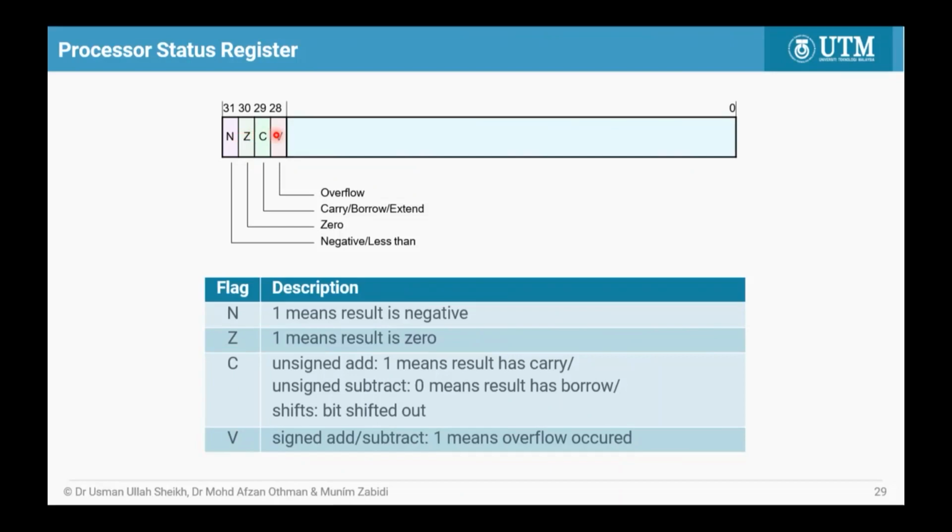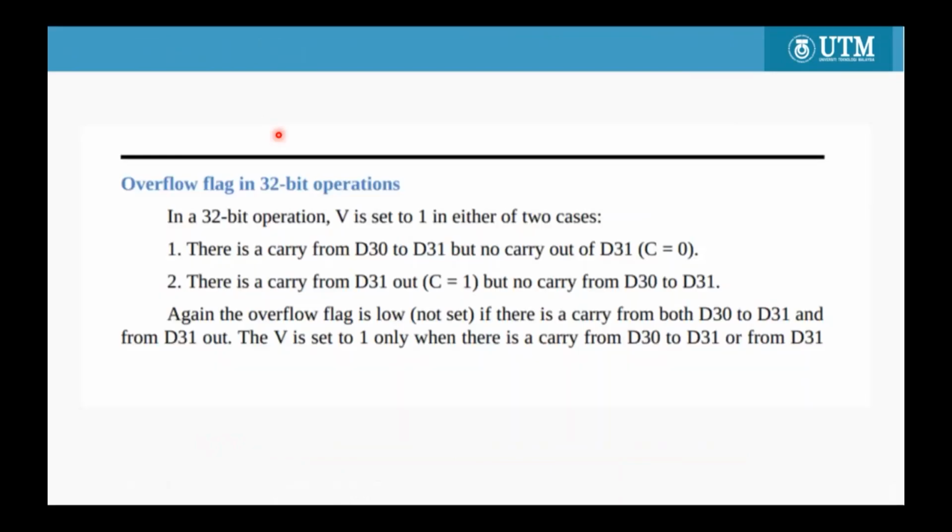So how do you determine the V flag? You can look at these cases. The V is set to 1 in either of two cases. The first case: if you have a carry from bit 30 to bit 31, but no carry out from bit 31.